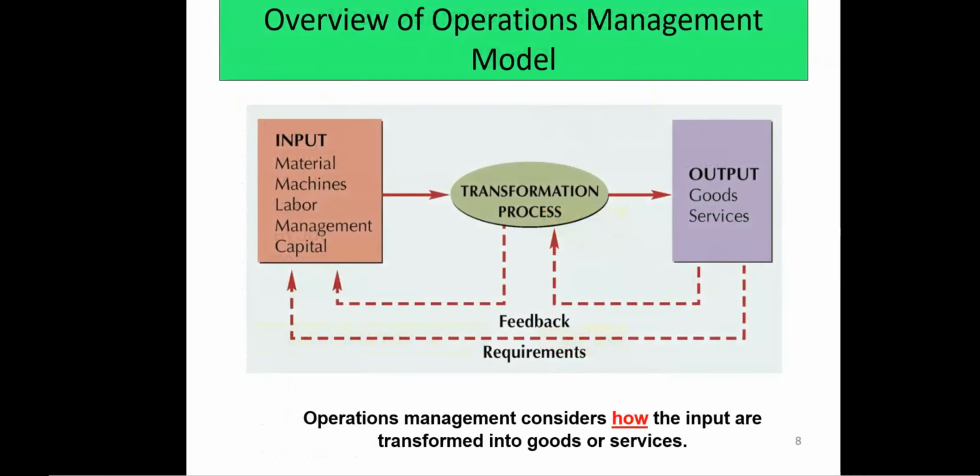Okay, this one is the overview, same as the previous one on the definition. So remember, we have the input, we have the transformation process, and then we have the output. And don't forget that we have to make sure there's a control in which we involve the feedbacks.